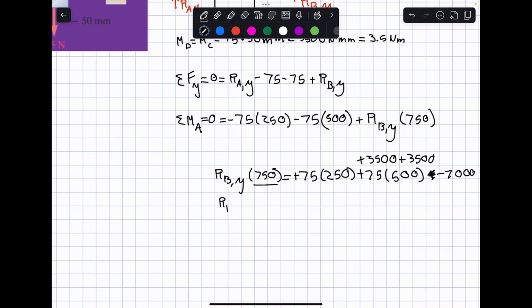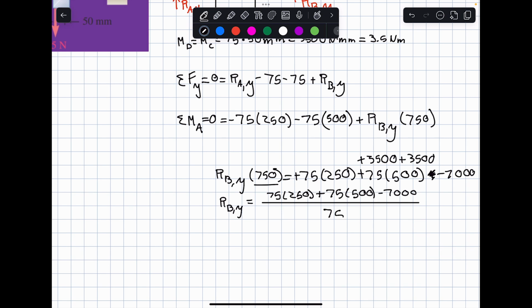So after we move this over, we're going to get RB in the Y is equal to 75 times 250 plus 75 times 500 minus 7,000, all divided by 750. And so this is going to come out to equal 65.67.